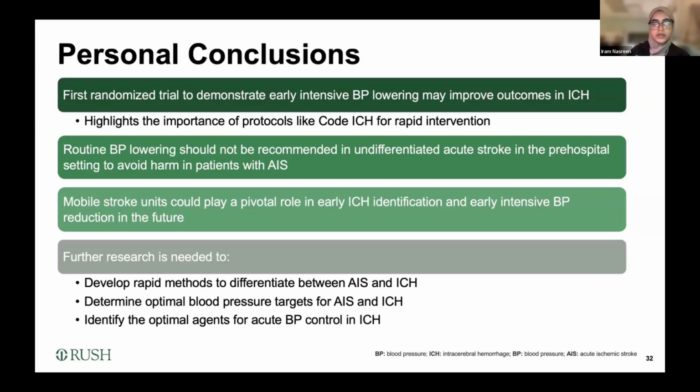And we still need to determine what the optimal blood pressure targets are for acute ischemic and hemorrhagic stroke, especially because a lot of the trials look towards having aggressive goals of less than 140, but then they actually achieve closer to 160, and we're still able to have better outcomes with that. And then we still need to identify the optimal agents for acute blood pressure control in patients with ICH.